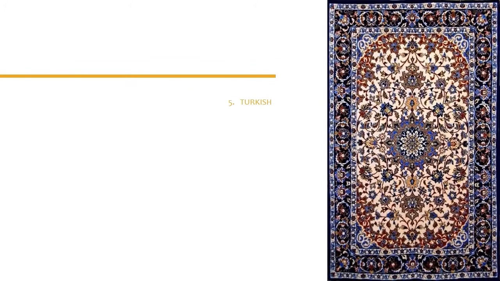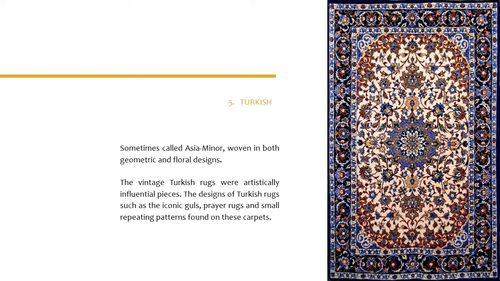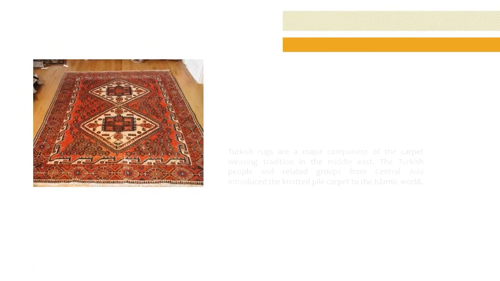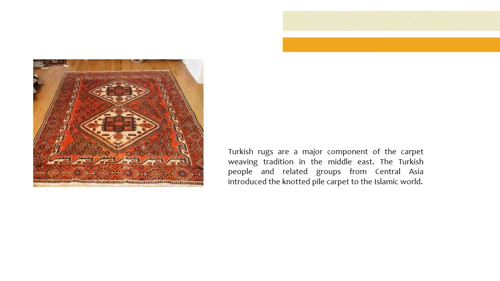Turkish rugs, sometimes called Asia Minor, are woven in both geometric and floral designs. The vintage Turkish rugs were artistically influential pieces. The designs of Turkish rugs include the iconic gulls, prayer rugs, and small repeating patterns found on these carpets. Turkish rugs are a major component of the carpet weaving tradition in the Middle East. The Turkish people and related groups from Central Asia introduced the knotted pile carpet to the Islamic world. The largest and oldest collection of early Oriental rugs comes from Turkey.